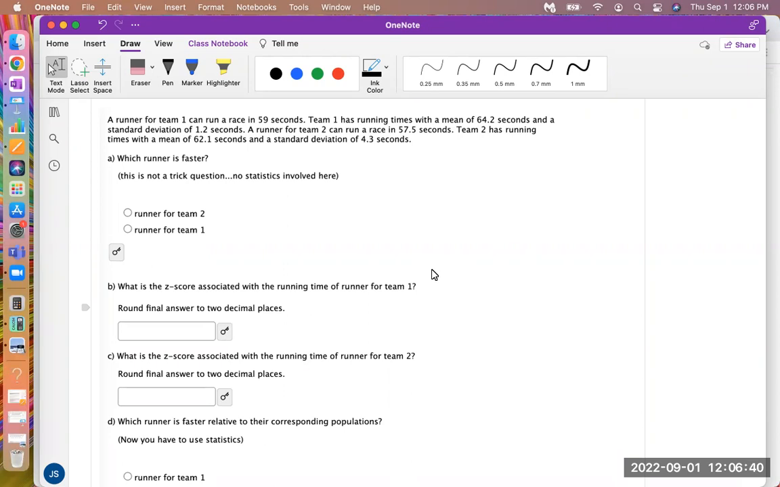A runner for team two, the first runner on team two, you can think of it that way, can run a race in 57.5 seconds, and team two has running times with a mean of 62.1 seconds and a standard deviation of 4.3 seconds. So now the first question is which runner is faster? The first runner from team one who ran in 59 seconds, or the runner from team two who ran the race in 57.5 seconds.